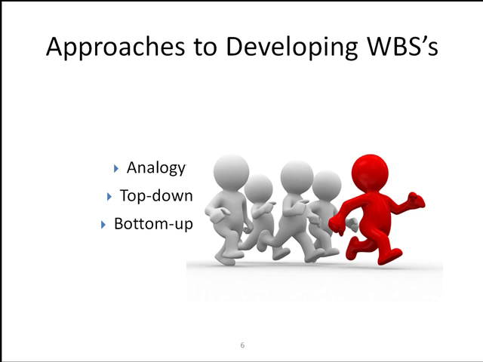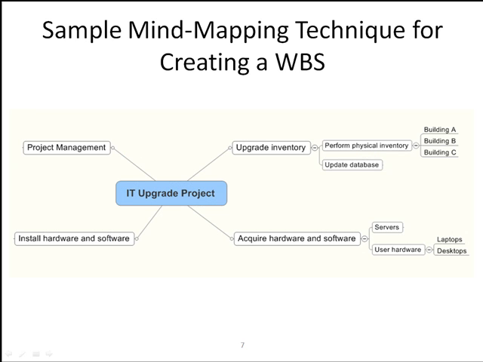Bottom-up approach, it just works in reverse. Here's where you start with the specific tasks and roll them back up into successive larger pieces of work categories. And there's another approach called mind mapping you might have heard of. Mind mapping is a technique that uses branches radiating out from a core idea to structure thoughts and ideas. Let's look at an example of mind mapping.